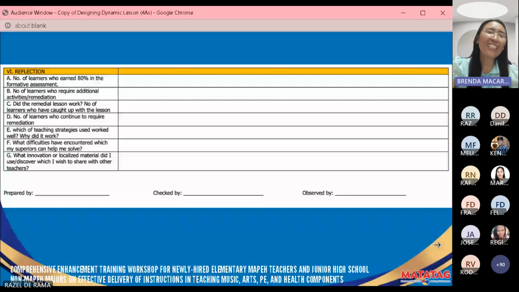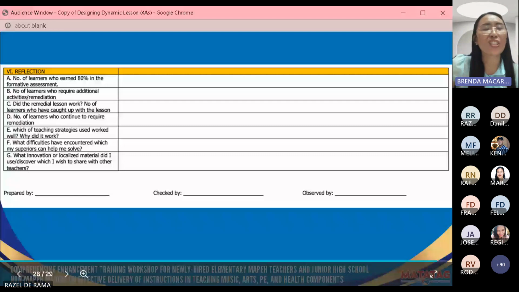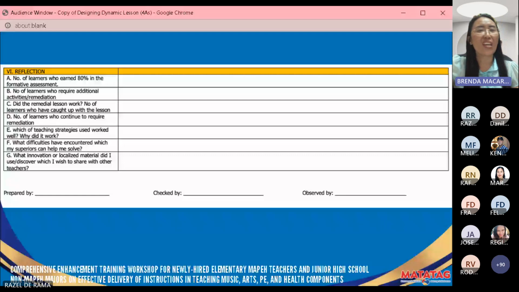Okay, last part is all about reflection. So dito sa reflection, nakikita nyo naman, no? Ayan, yung may A, B, C, D, E, F, G. So ano ang mga ilalagay natin dyan? Yan yun. So this part of the DLL, it actually requires us teachers to reflect on and assess our effectiveness in this part of the DLL. Kung naging effective ba tayo, kung naging efficient ba tayo in the delivery of our lesson.